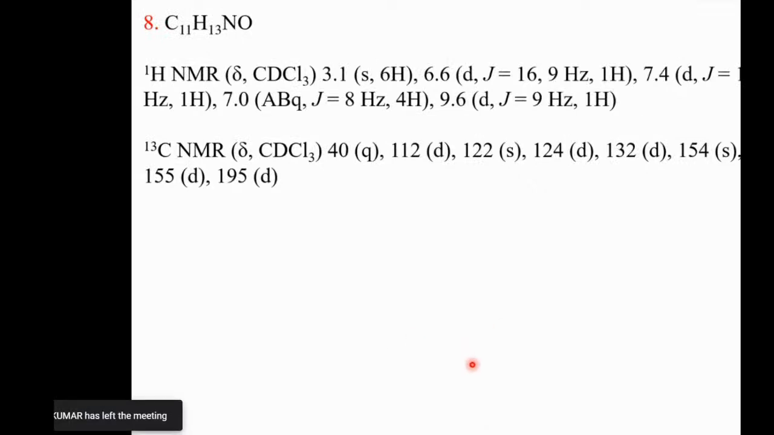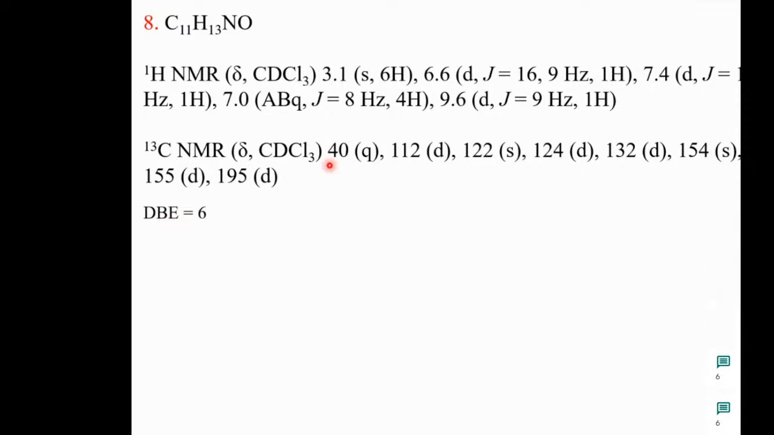The one or two examples we have, C11H13NO. We didn't have any problem with coupling constants. And for simplicity, I have rounded off the chemical shifts to 1 decimal place and coupling constants to 0 decimal places. But strictly speaking, you need to report chemical shifts with 2 decimal places and coupling constants with 1 decimal place. So C11H13NO, what is the double bond equivalence? Anyone? Very good. Double bond equivalence is 6.